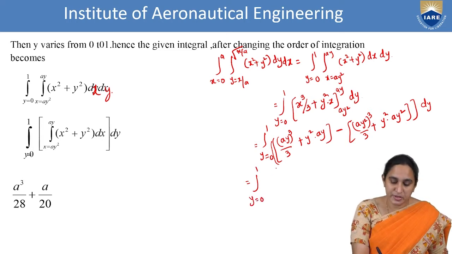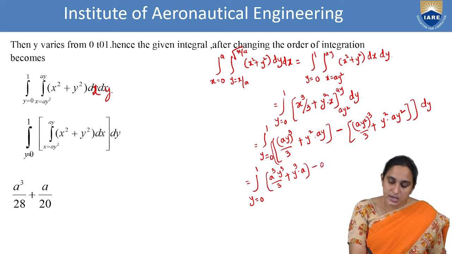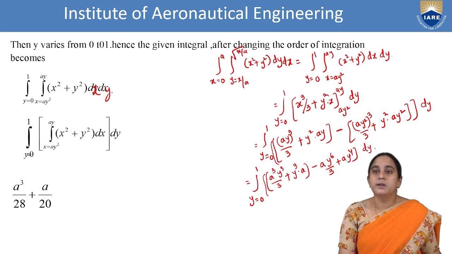Just simplify that: a cube y cube by 3 plus y cube into a, minus a into y power 6 by 3 plus a into y power 4, into dy.